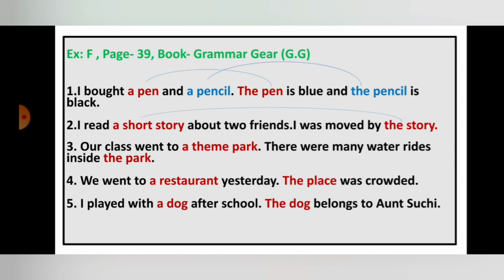Then number 5. I played with a dog after school. The dog belongs to Aunt Shuchi. So a dog becomes the dog. Okay. So you will also draw the line in the book. I hope you have understood the definite article the and all the exercises very properly.